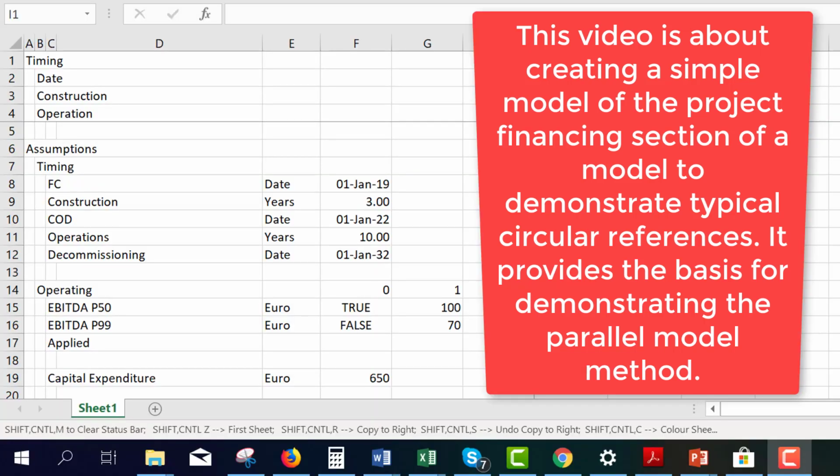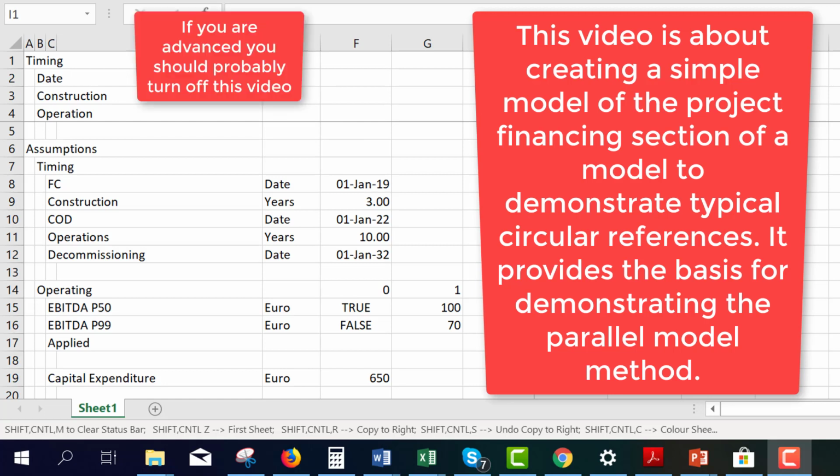All right, another simple project finance model. I'm sure I have too many of these, and I'm sure this is going to be repetitive. I'm making a simple model for one and only one reason: to demonstrate how the parallel model UDF concept is going to work. I have shown this with some other models, but let's make another simple model now.